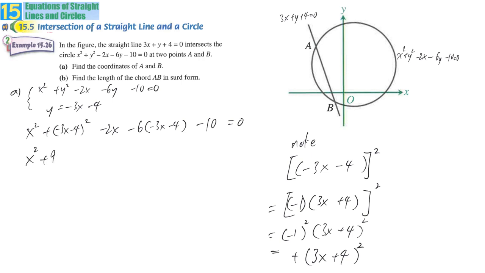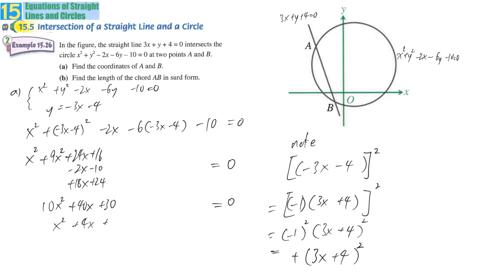It is positive 9x squared plus 24x plus 16. And then we have minus 2x, positive 18x, and also positive 24. And finally, we also have minus 10 equal to 0. So 10x squared plus 40x plus 30 equal to 0. Divide both sides by 10, or you may use a calculator as you like, but I prefer factorization.